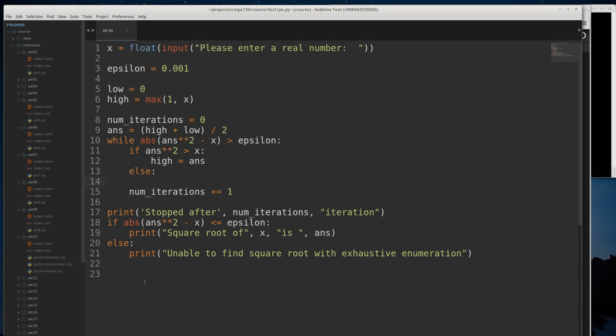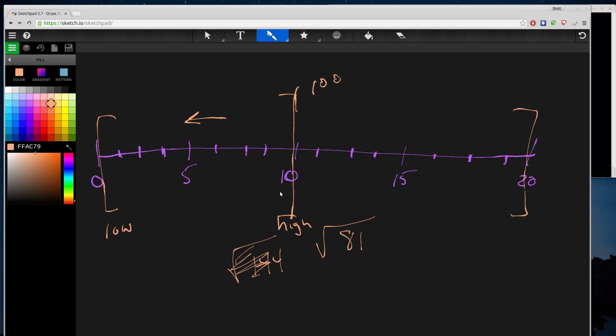Else, that means I was in this region. So let's say I was trying to find the square root of 144, and I guessed 100. Well, now I know that since 100 is less than 144, this region's out and I have to search this region. The low has now become the answer and high remains whatever it was.